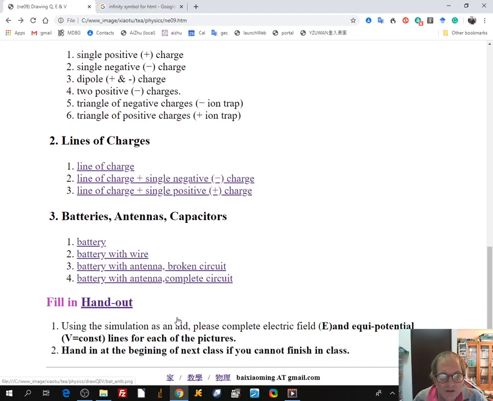Okay, and there's a handout. You will be filling it in. So using the simulation as an aid, you'll be completing the electric field, and you'll hand it in at the beginning of the next class. If you could not finish today, you can work on it more at home to try to complete these examples. All right.